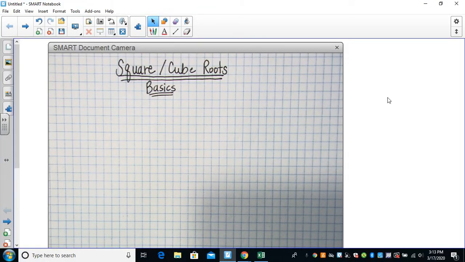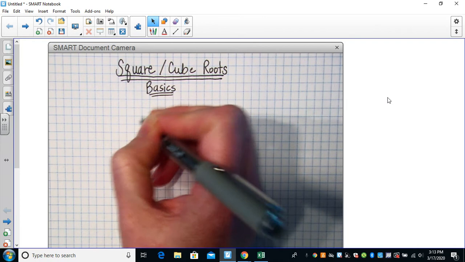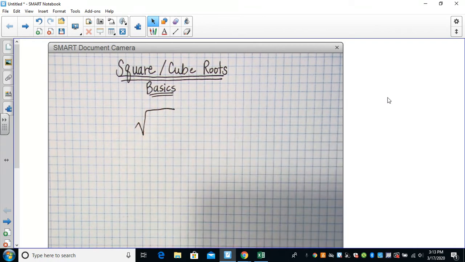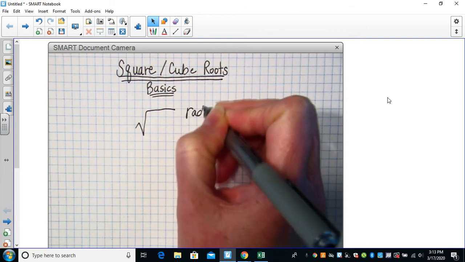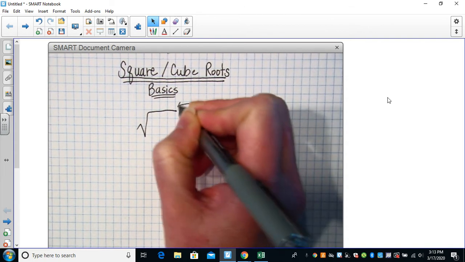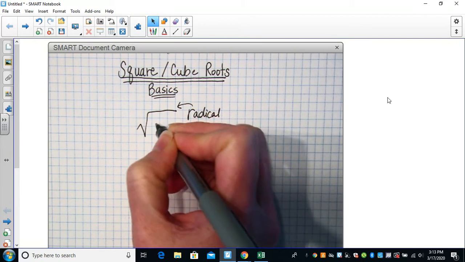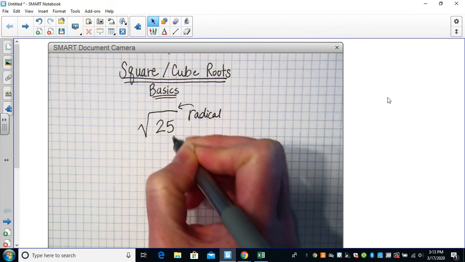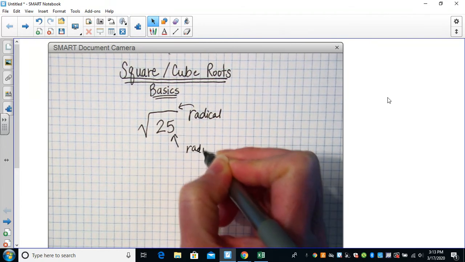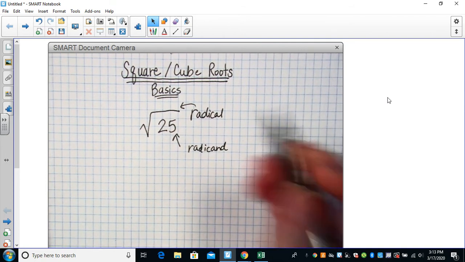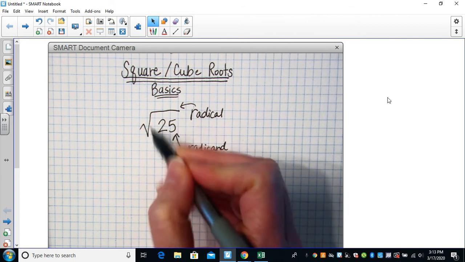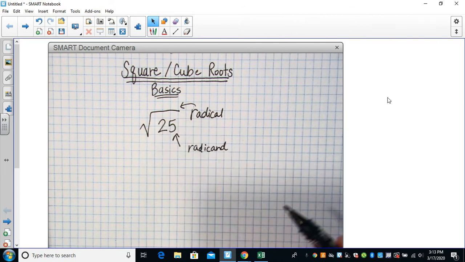There's a few basics that I want to go over with you. First of all, this is a square root symbol. This is also called a radical. That is the symbol here. That is a radical. And if you're taking the square root of 25, the 25 is the radicand, is what it's called. This is read the square root of 25 or root 25.